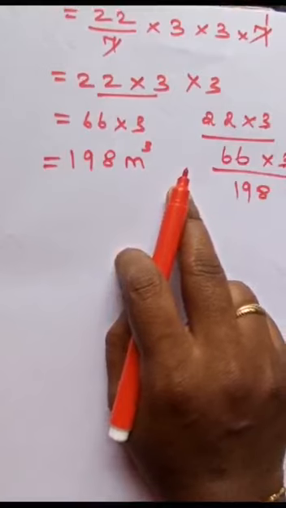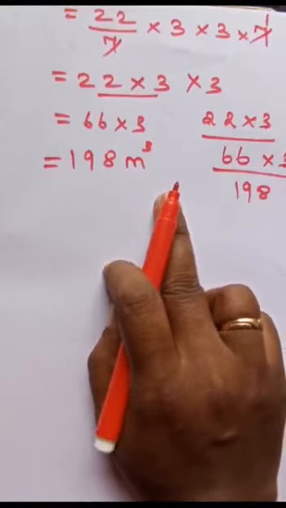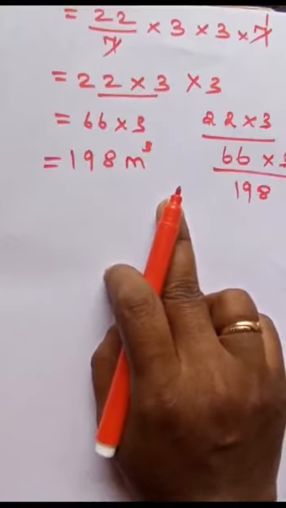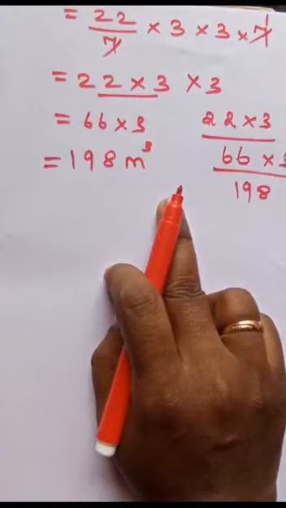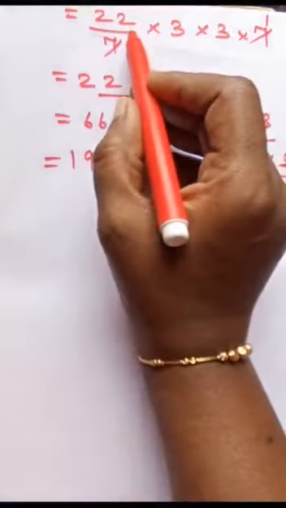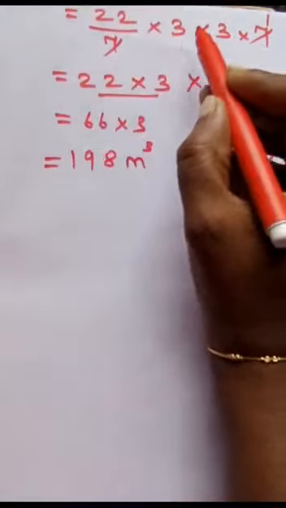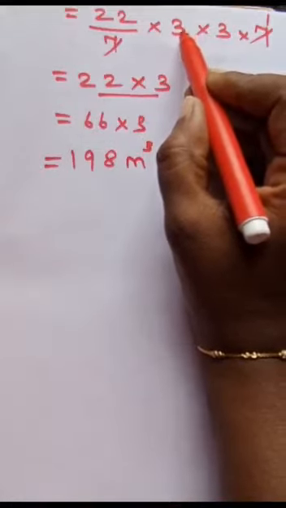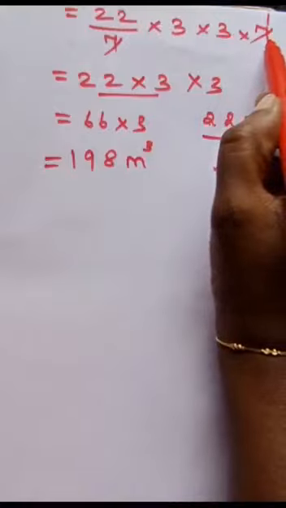Now I repeat for the sum. In this sum, what have we found? Volume of cylinder. Volume of cylinder formula is what? Pi r square h, that is pi r square h. r is radius, h is height. We know the value of pi, constant value 22/7. Radius value is 3 into 3, and height value is 7.